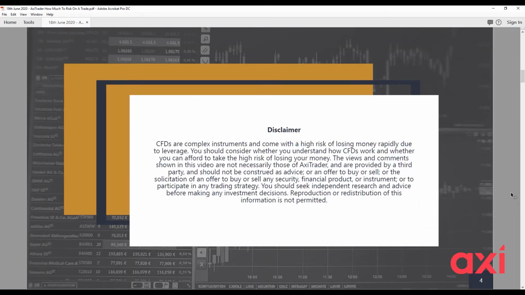Before we begin, here's a disclaimer. Please read through this disclaimer. You should know that CFDs are really complex instruments. They're high risk, and nothing that is said here constitutes investment advice. You should always do your own independent research before making any investment decisions.